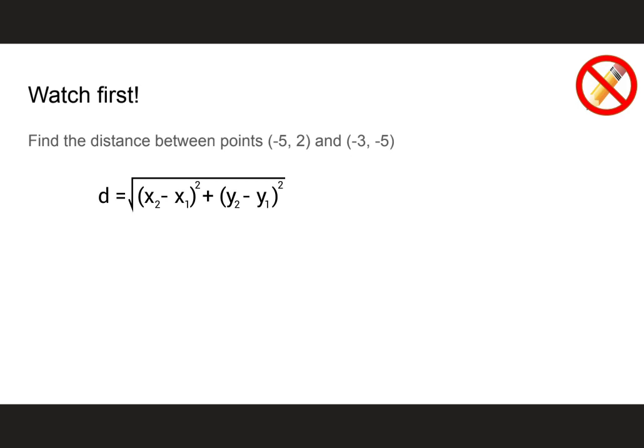So let's take a look at an example here. It says find the distance between points -5, 2 and -3, 5. Again, it doesn't matter how we label our points, but I'm going to call this one x1, y1 and this one x2, y2. Then we're going to put this into the formula. x2 gets plugged in for x2, x1 gets plugged in for x1, y2 gets plugged in for y2, and y1 gets plugged in for y1.